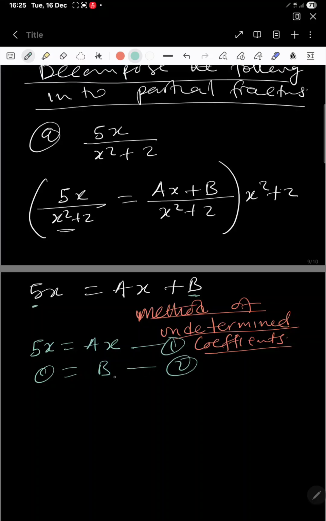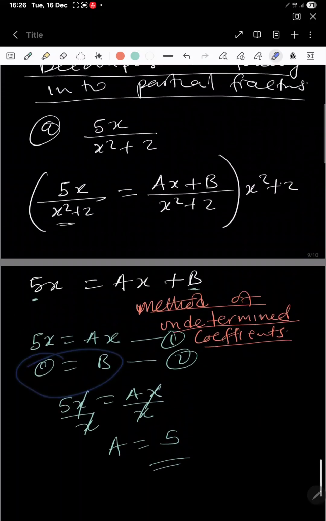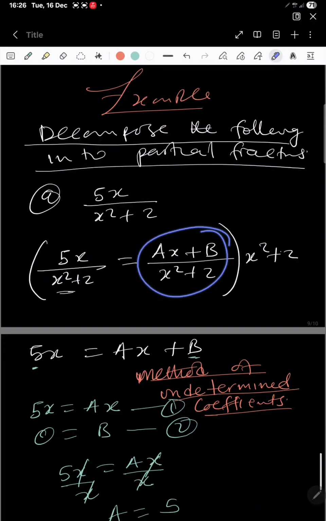So b in this case is already 0, then just get the value of a on top there by saying 5x is equal to ax. So divide throughout by x, so that a is equal to 5. Okay, so that's what we call undetermined coefficients. It's just a matter of equating the likes together and the unlikes together, then you'll be able to get the values of the unknown variables. So after getting the value of a to be 5 and the value of b to be 0, you just go and replace them in the assumption that you made there.